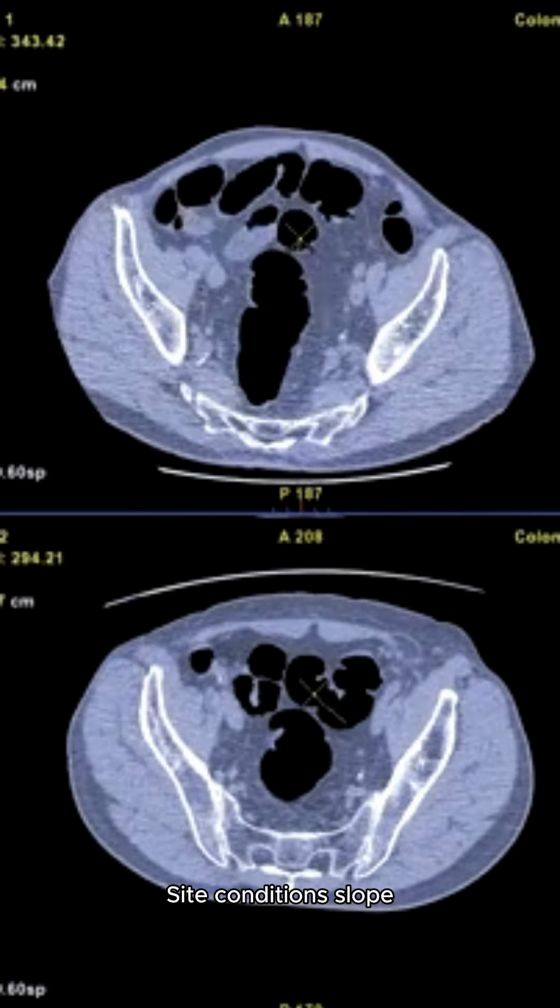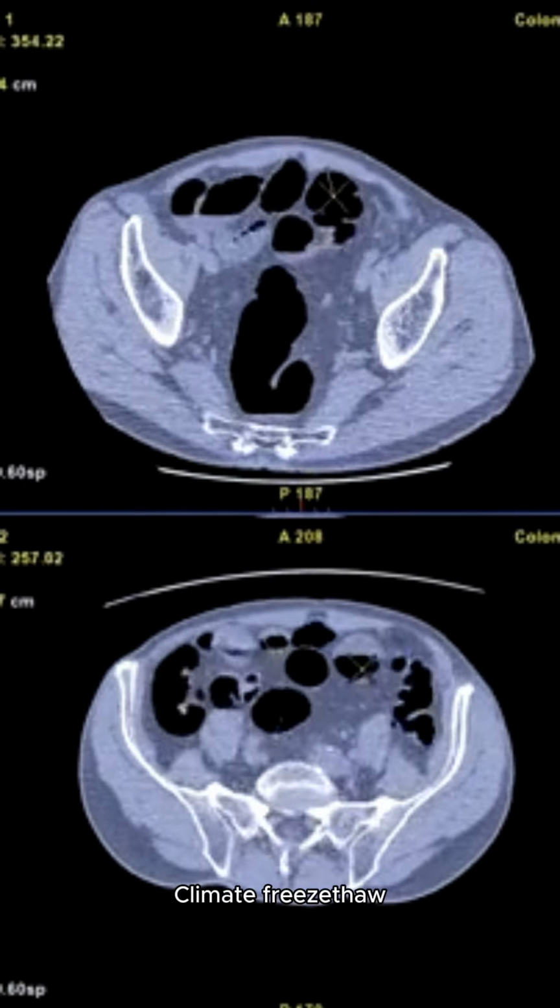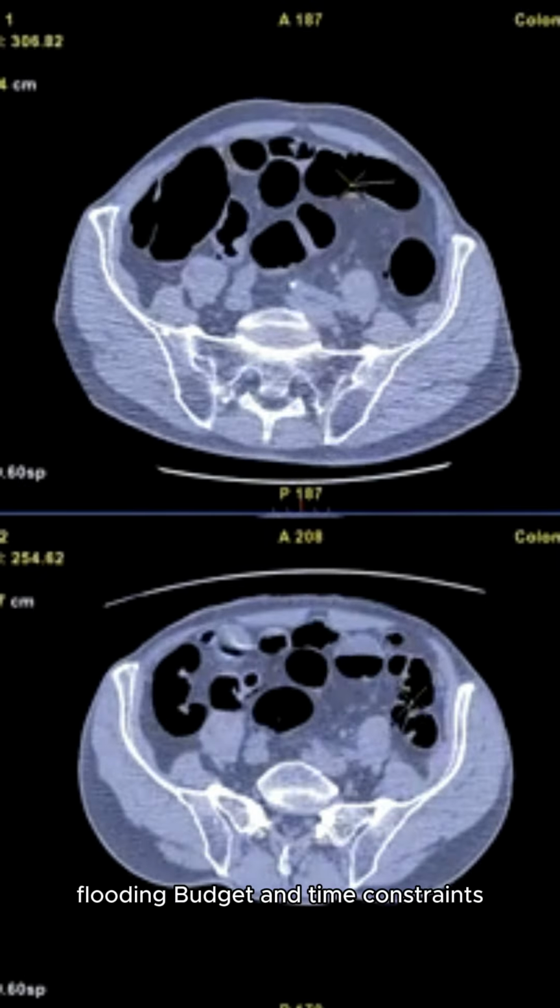Settlement and load analysis, done by geotechnical engineers. Foundation choice depends on type of structure: residential, commercial, high-rise; load intensity; soil conditions, bearing capacity, water content; site conditions, slope, nearby structures; climate, freeze-thaw, flooding; budget; and time constraints.